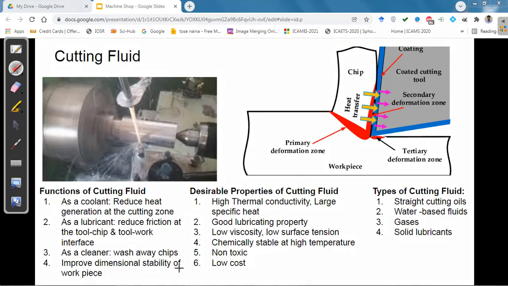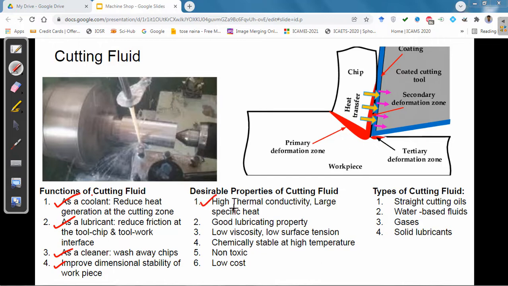improve dimensional stability of the workpiece, because if the temperature of the workpiece is very high, then definitely dimensional stability will not be there. So by using the cutting fluid, it can maintain the dimensional stability. So these are the important functions of the cutting fluid as a coolant, as a lubricant, as a cleaner, and improve dimensional stability.